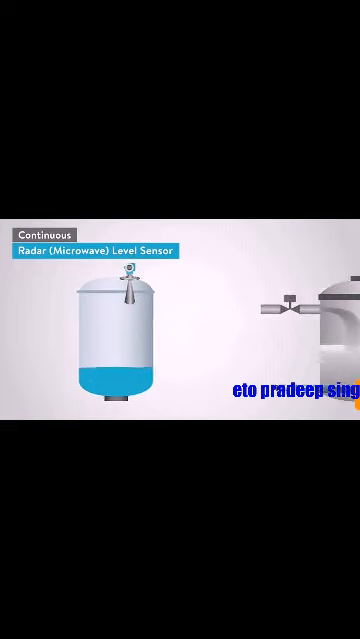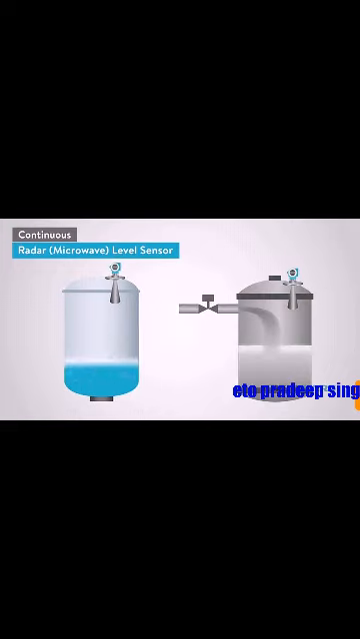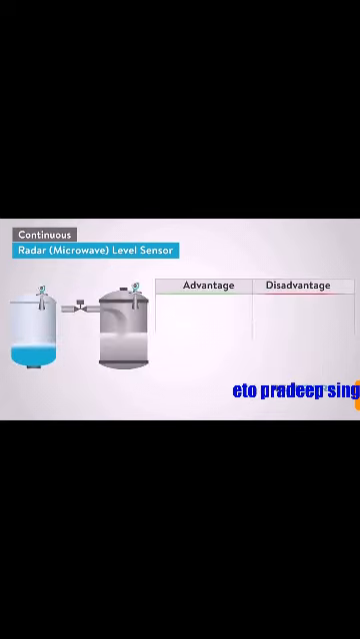Radar sensors are not affected by temperature, pressure, or dust. They can also measure liquids, pastes, powders, and solids. They are very accurate and require no calibration. This type of level sensor is also non-invasive because it does not have to touch the product that it is sensing.